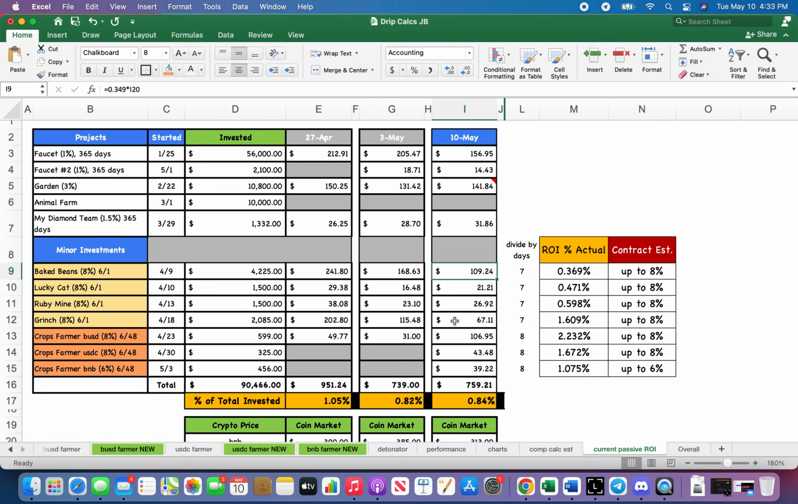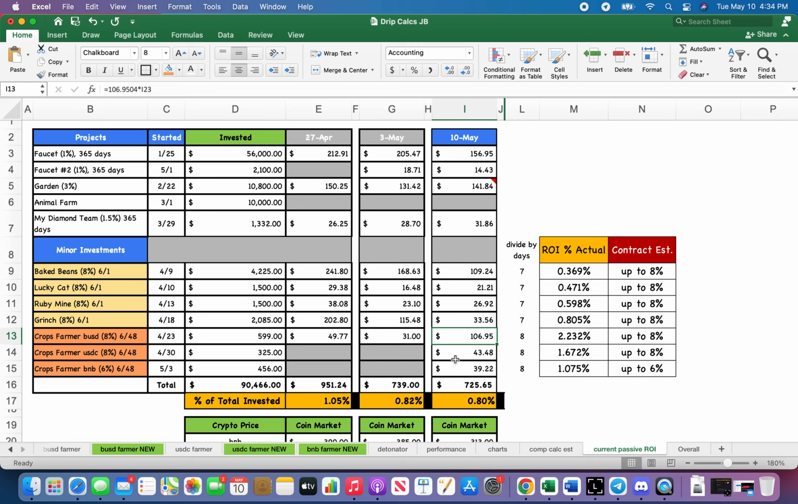Now, I can't say the same thing for Lucky Cat, Ruby Mine, and Grinch. I'm not going to go through any details, but in general, I took the profits today. It was 109. Lucky Cat was 21. Ruby Mine was 26, and Grinch was 67. So that is correct. I had to adjust it because I had a little extra. I think it was actually over 2 days. So this actually is a little higher. Hold on. That was actually over 2 days.